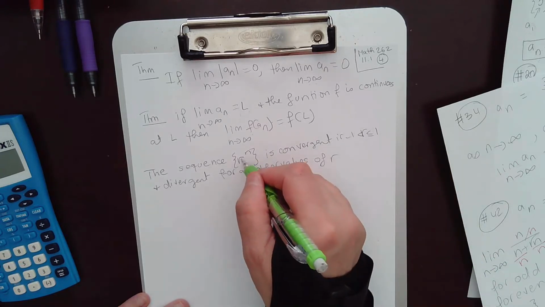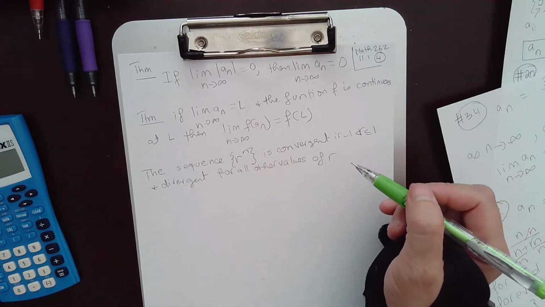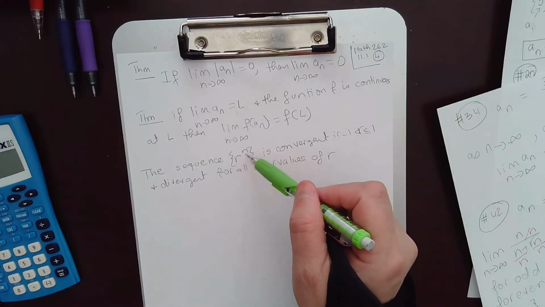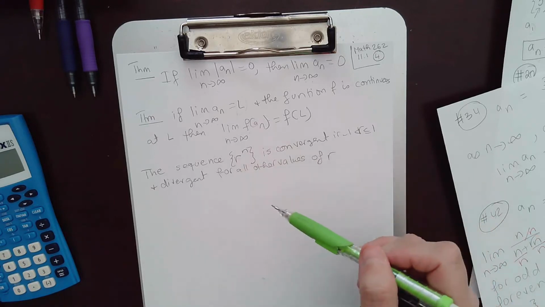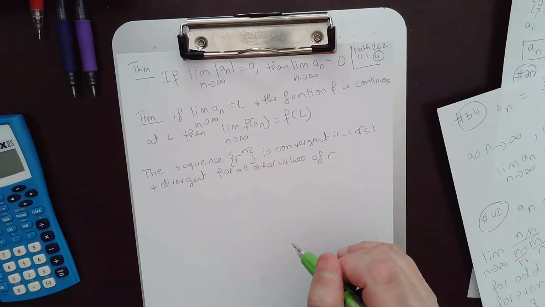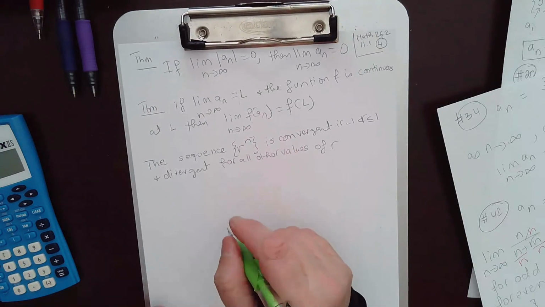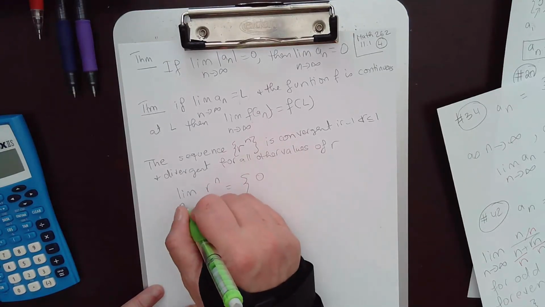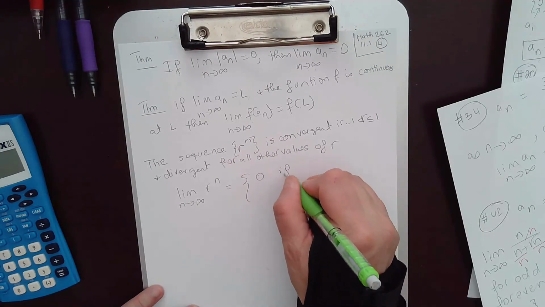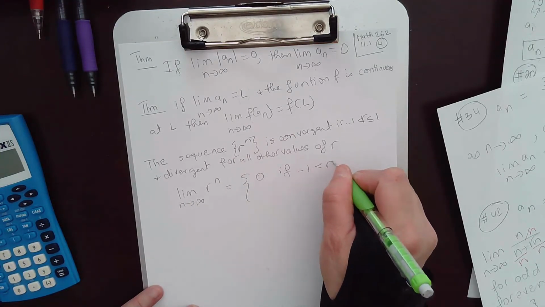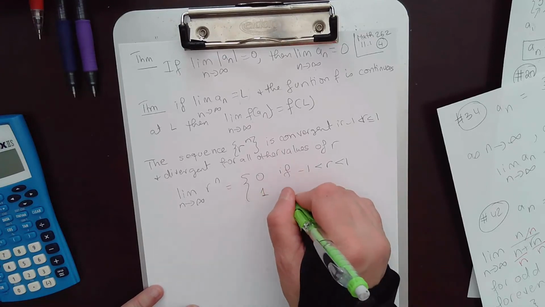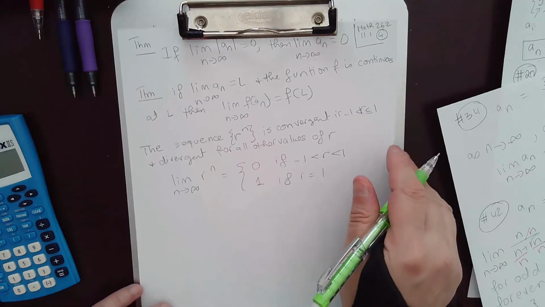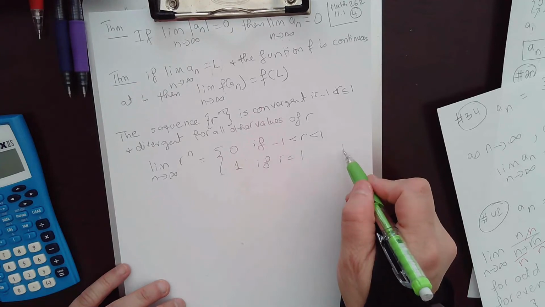So r would have to be pretty much a fraction, wouldn't it? If you have r greater than 1, like 2 to the n, and n approaches infinity, obviously you're going to see that it's not going to be convergent. So the limit of r to the n is equal to 0 as n approaches infinity if -1 < r < 1, and it's equal to 1 if r is equal to 1, and is divergent everywhere else.